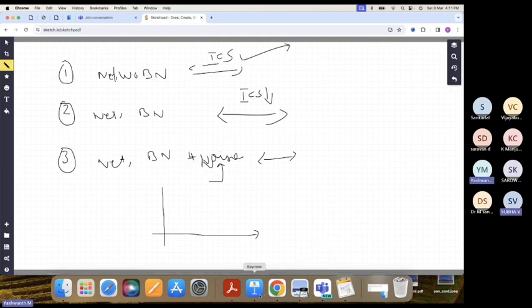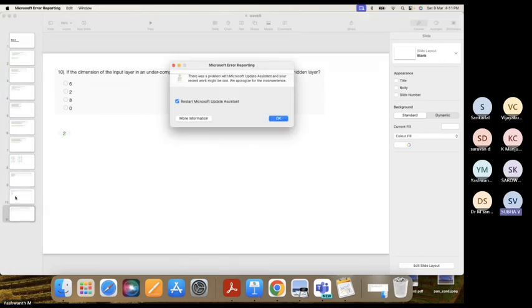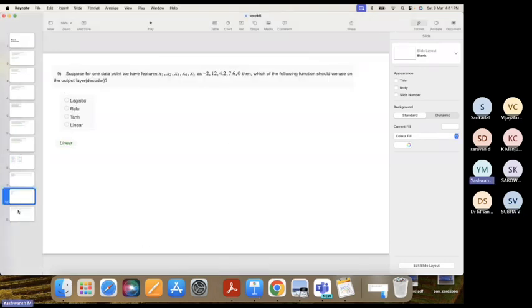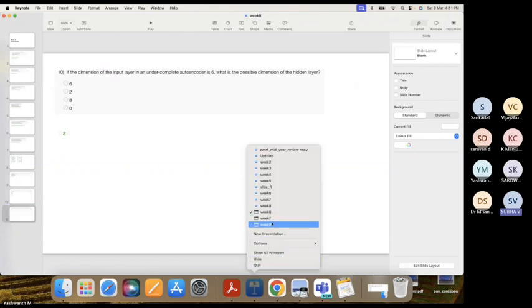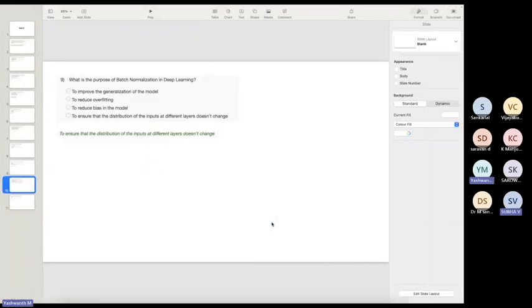Okay, so with that background, let's see. What is the purpose of batch norm in deep learning? It's just to ensure the distribution of the inputs at different layers doesn't change. That's all.